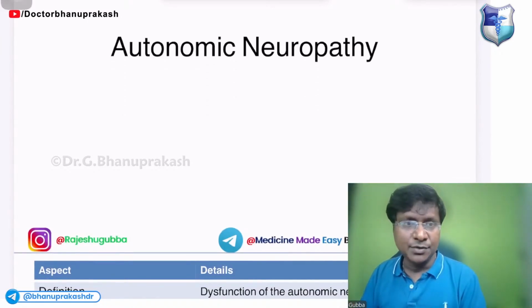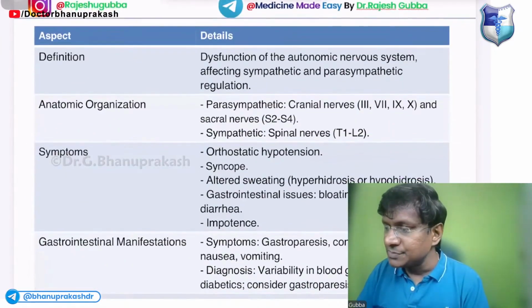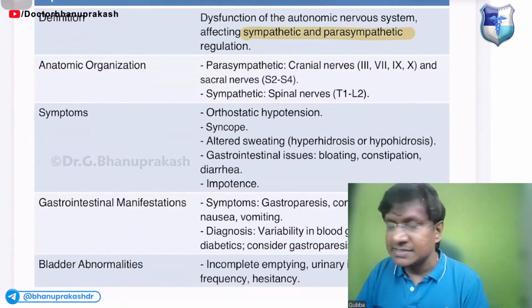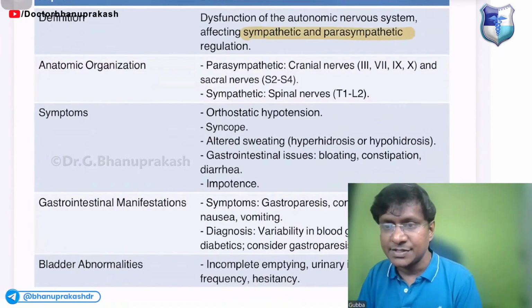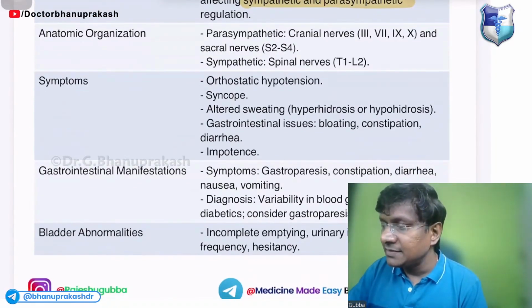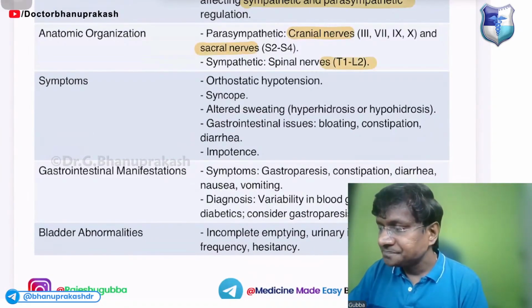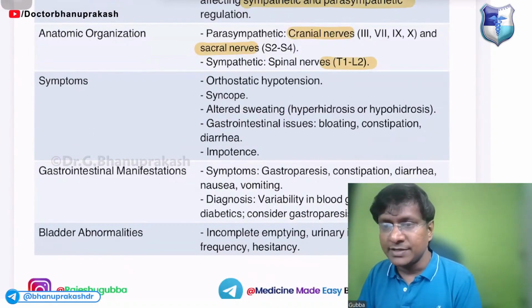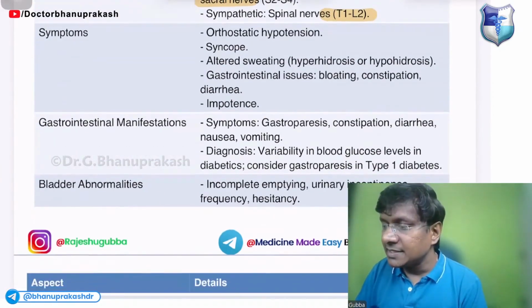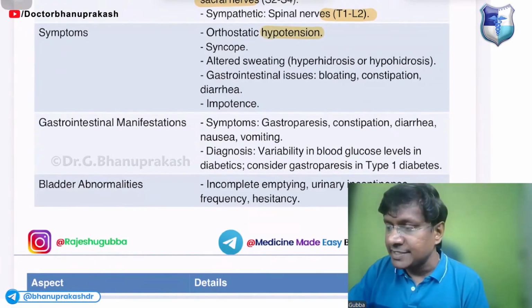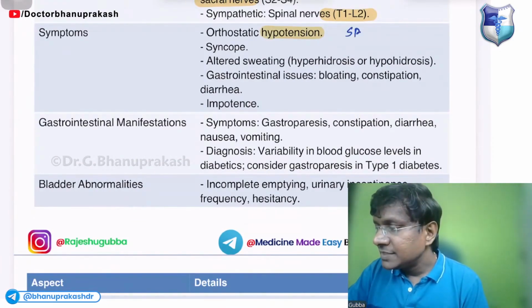So in case of autonomic neuropathy, you have two important systems which get affected very badly. What are those two important systems? That is the sympathetic as well as the parasympathetic nervous system. And what is this parasympathetic nervous system? That is craniosacral outflow. Whereas the sympathetic nervous system is thoracolumbar outflow, that is T1 to L2. And the characteristic clinical manifestation will be orthostatic hypotension. And what is the criteria to call it orthostatic hypotension? Where the systolic blood pressure will fall by more than 20 and diastolic blood pressure will fall by more than 10.